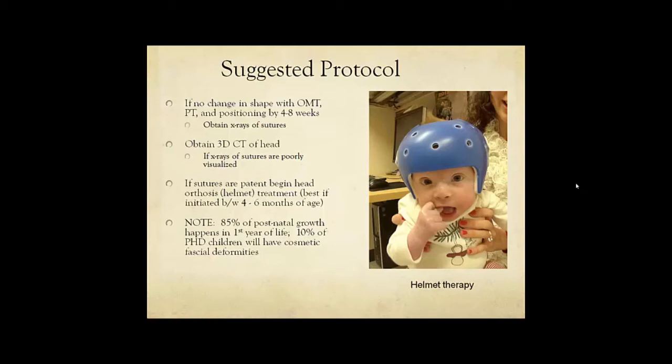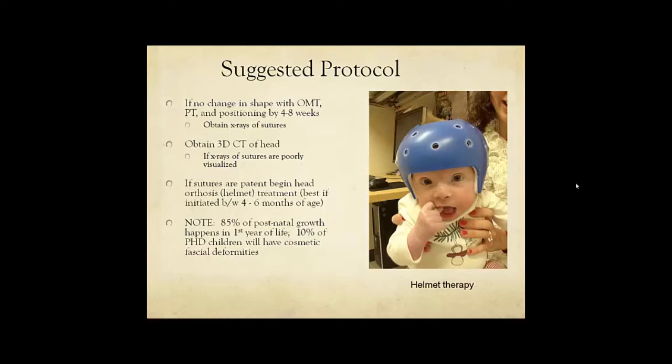And he actually developed his plagiocephaly due to an extended stay in the NICU for other issues, so his positioning was very appropriate. He couldn't really be turned at the time, but this is what resulted after. So if we have somebody with plagiocephaly, we're seeing no change with the shape with OMT, physical therapy, and positioning, it is appropriate to get some x-rays just to make sure that there isn't an underlying craniosynostosis, even if there hasn't been other evidence of it to date.